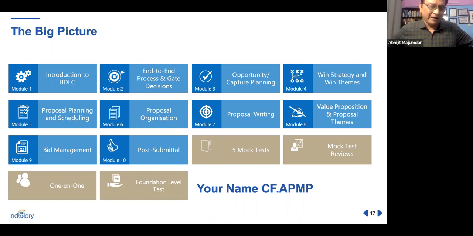We have one-on-one sessions where any specific doubt related to any of the topics or any of the questions, we clear that. And finally, you take the foundation level test. We help you get registered and take the foundation level test, and finally that's where you earn the professional recognition of writing CF.APMP after your name. So that is basically the course coverage.